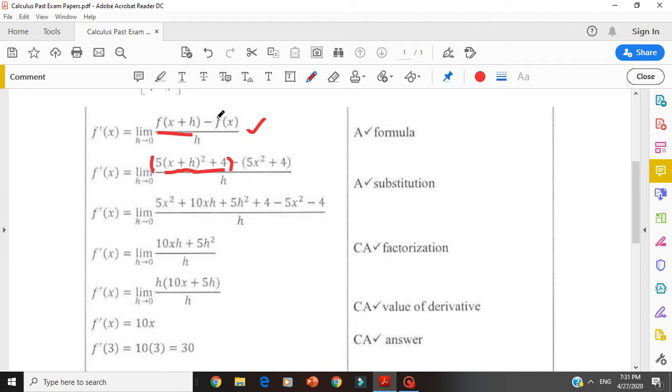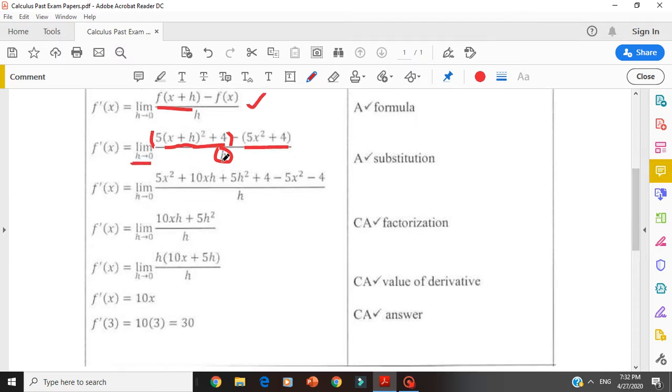The next step is to subtract the original function, being f of x, 5x squared plus 4. And if you want to sub it all into the main equation, you can do that. Then you must remember to divide by h and keep your limit until substitution.